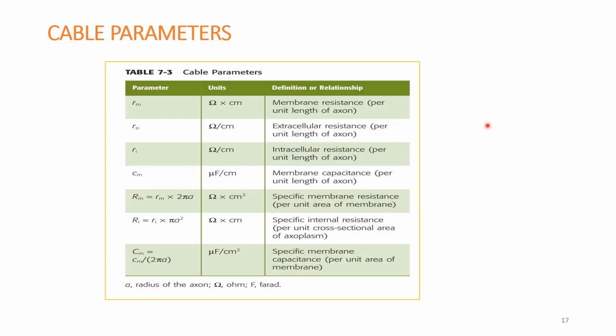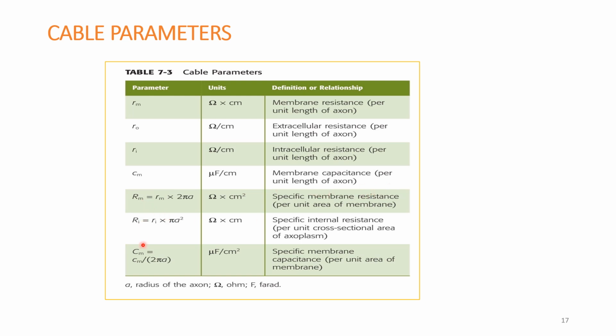Now coming to cable parameters. So you see here, small rm is the membrane resistance per unit length of the axon. Small r0 is the extracellular resistance per unit length of axon. Small ri is the intracellular resistance per unit length of axon. Small cm is the membrane capacitance per unit length of axon.